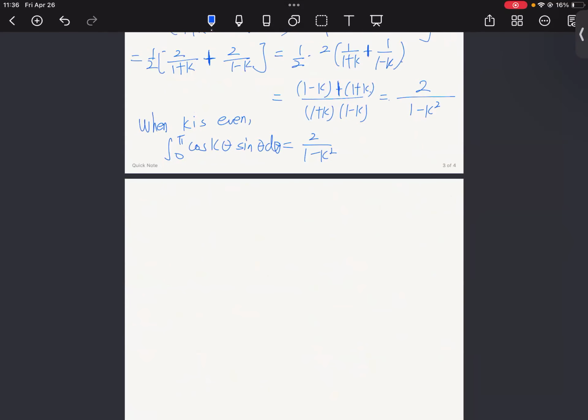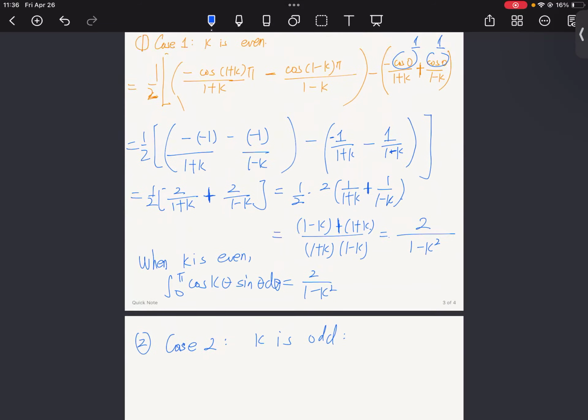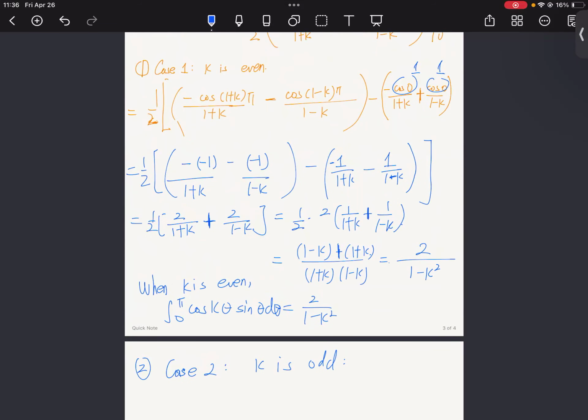And the second case, case 2, is that k is an odd number. Everything is the same here for the odd number, and the thing that is different is this number, and this one becomes this one. Let's take a look at here.